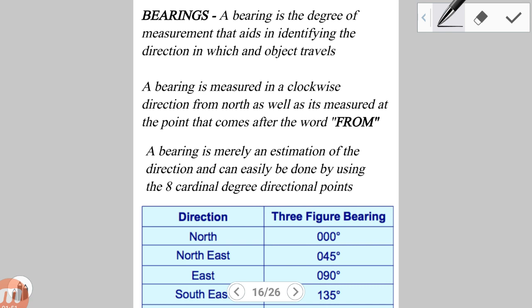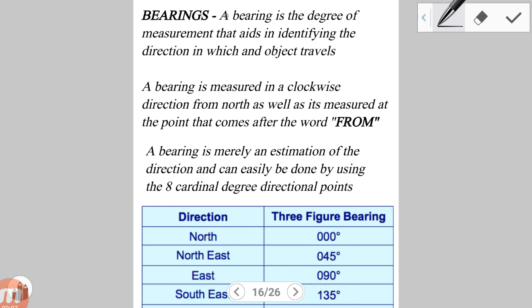Okay, so here we go. We're gonna jump right into the video, and we're gonna be first starting off, pardon me guys, I'm a little sick today, but we're gonna be starting off with the definition of what is a bearing.